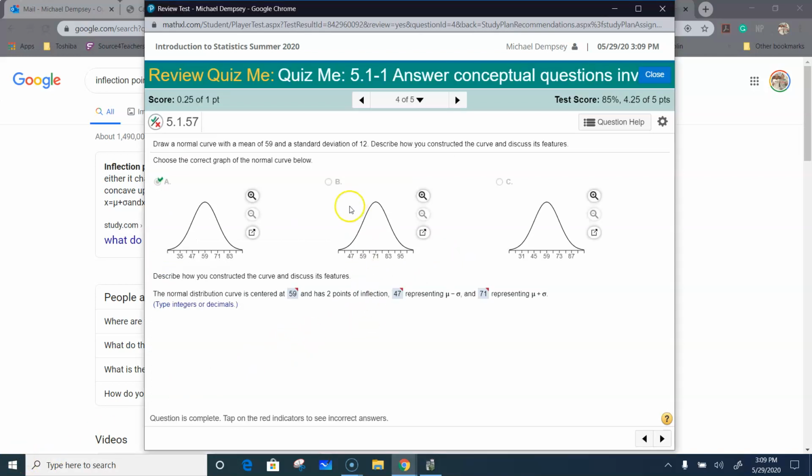Okay, so just to double back to this one here, what they wanted was the actual numbers for this normal distribution curve. 59 would live here. That's the mean, not 0. 1 standard deviation below would be 47, and 1 standard deviation above would be 71. Just to clarify on that one, I was a little confused as to what they were looking for there.